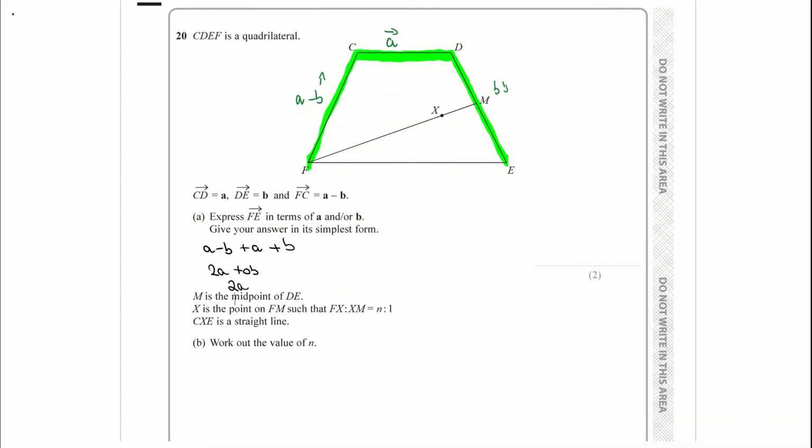The next part, M is the midpoint of DE. X is a point on FM such that FX to XM is n is to 1. CXE is a straight line. Work out the value of n.